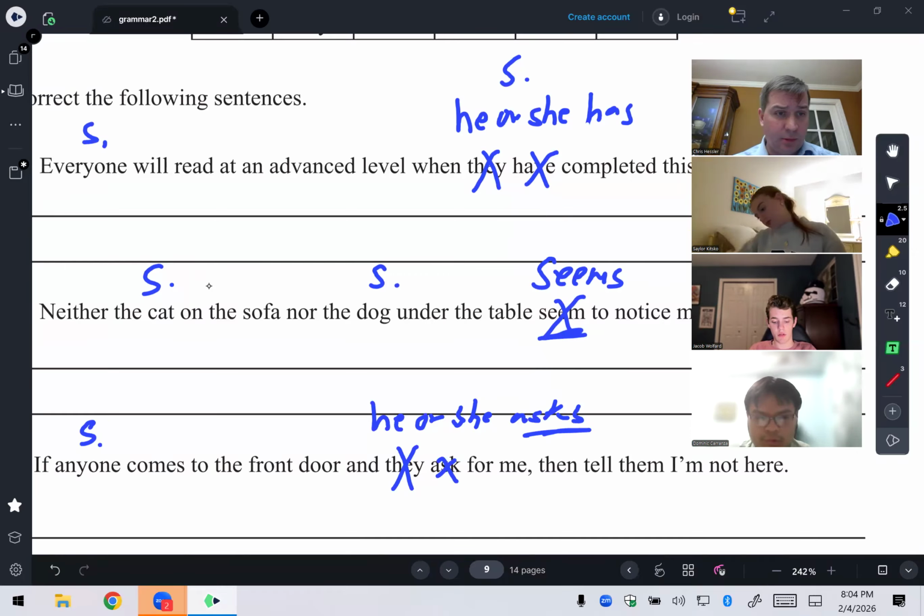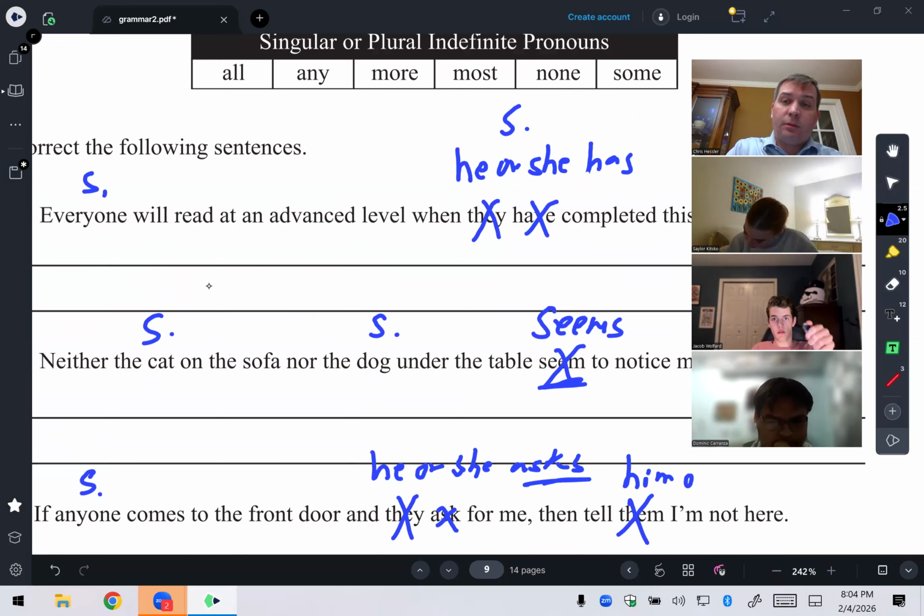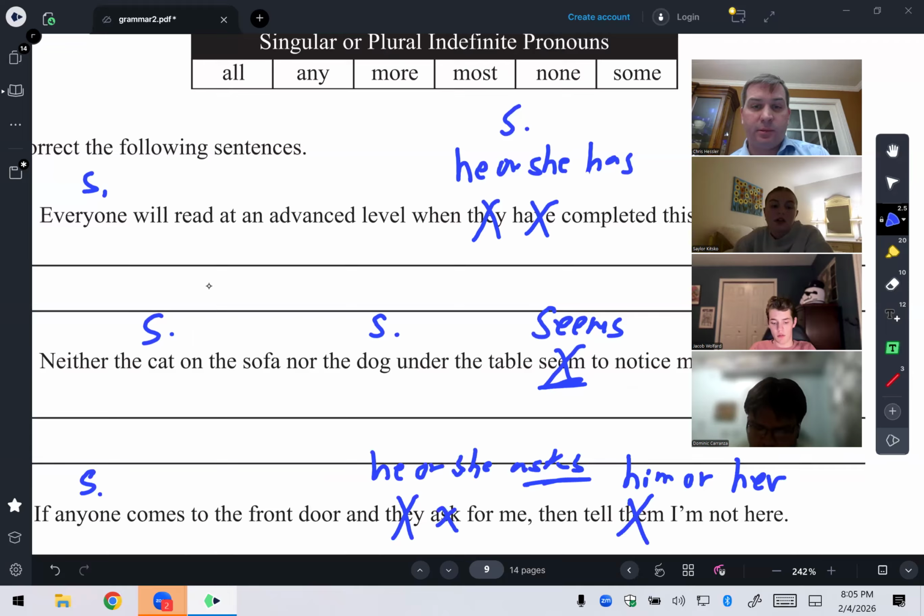Okay. So if he asks, it's not like they ask, right? It's not plural. If anyone comes to the front door and he or she asks for me, then tell him or her I'm not here. Oop, him or her, sorry. I doubt that they're gonna get this.